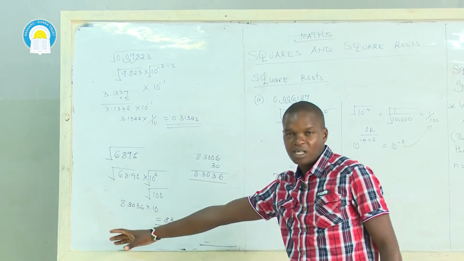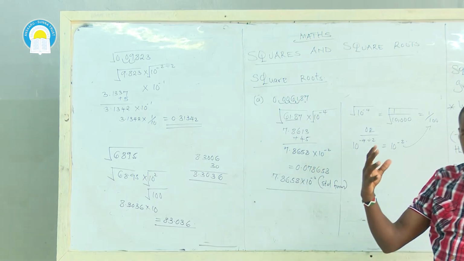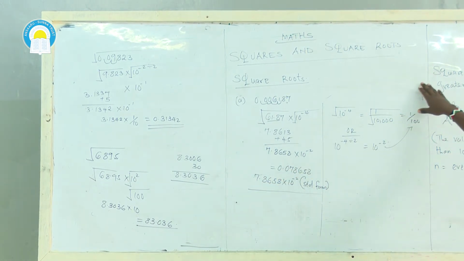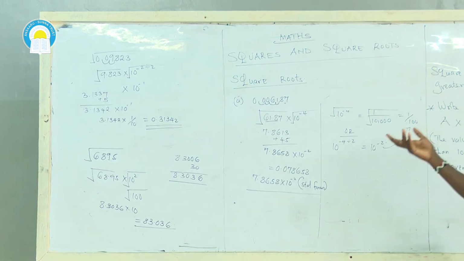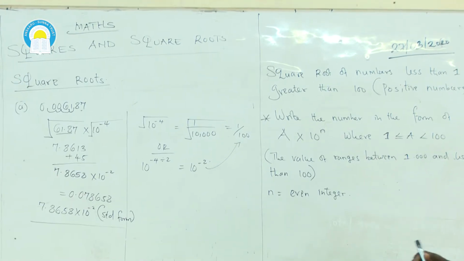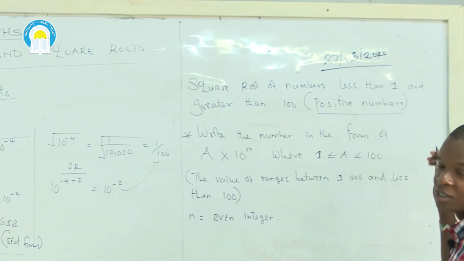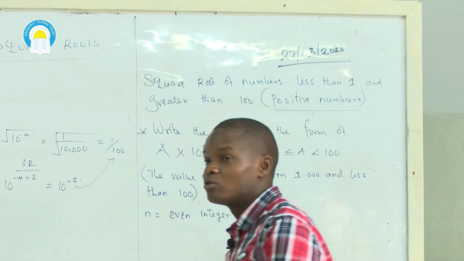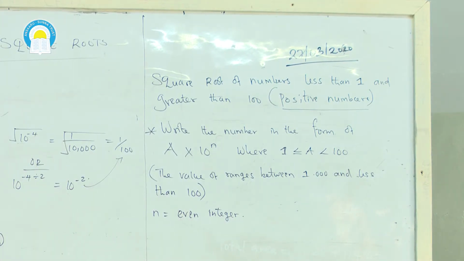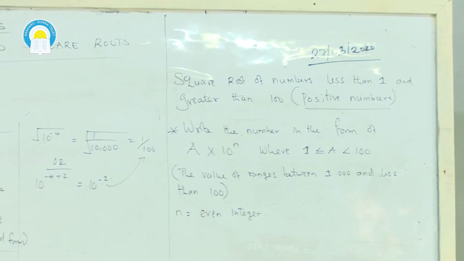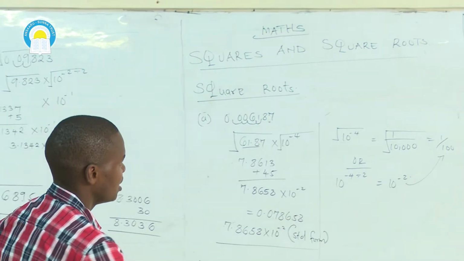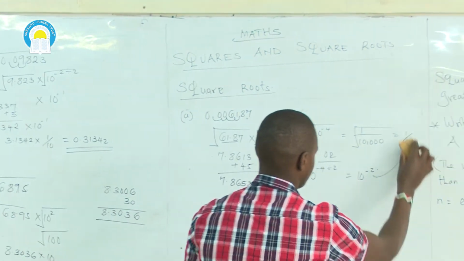The most important thing I'm repeating once again is write the number in the form of a times 10 power n. And those are for numbers which are less than 1 and greater than 100. And in this case, underline positive numbers. You cannot find the square root of a negative number. You only find the square root of positive numbers. So write it so that the value of n must be an even integer.